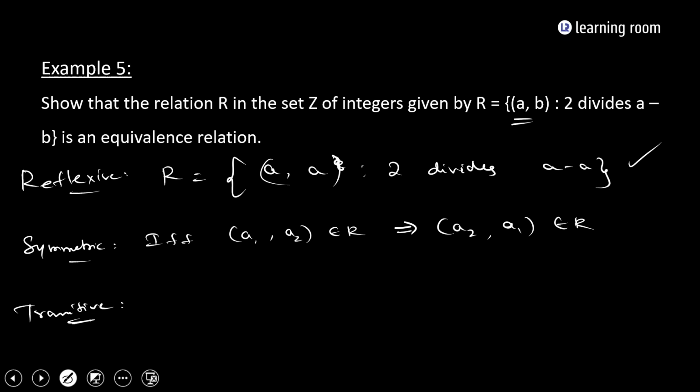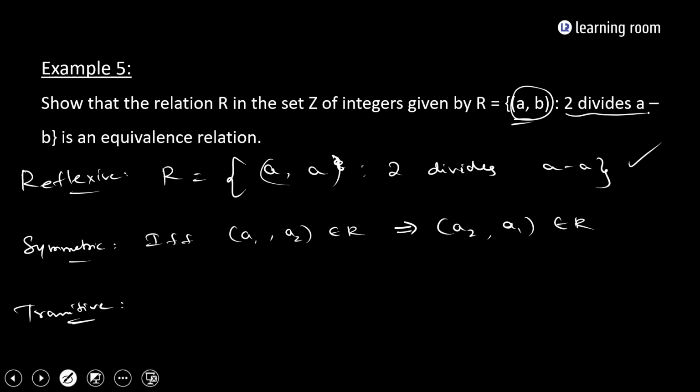Listen to this carefully. When I'm defining a relation in a set of integers, there is an ordered pair, no? a is an integer, b is an integer. But for the relation, they didn't mention anything except 2 divides a minus b. What is a minus b? They didn't say a minus b should be a natural number or an integer. They didn't mention anything about it.